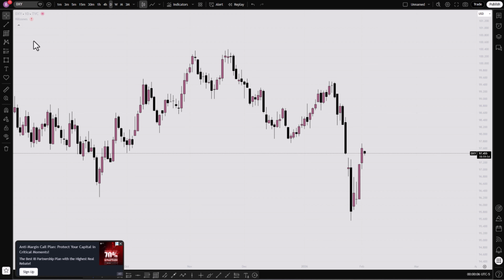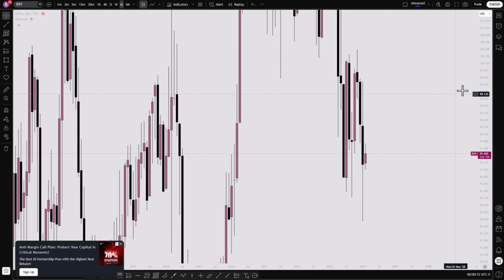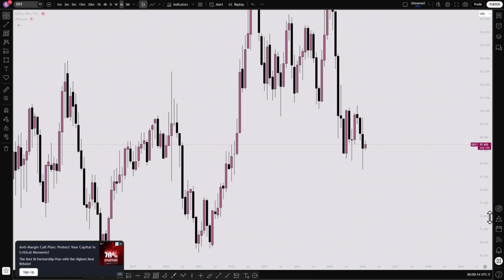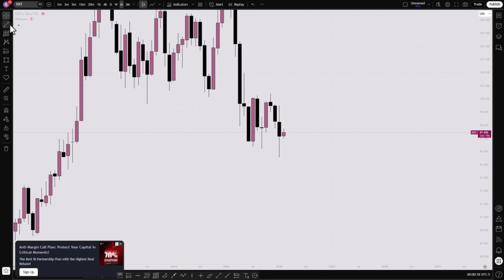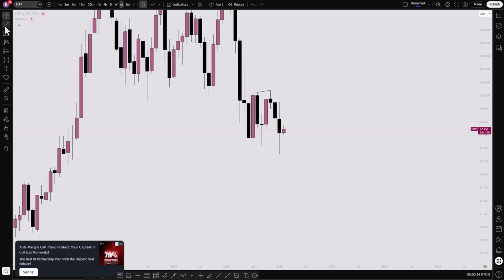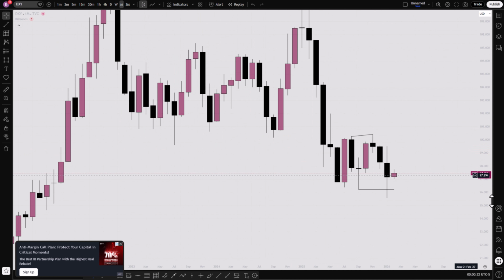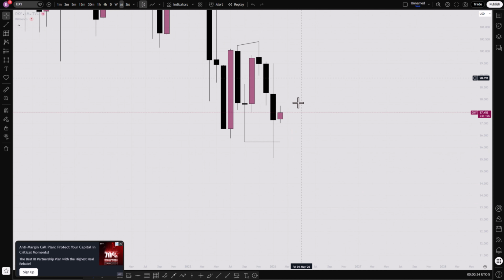Here is the dollar index, and we're going to start from the monthly time frame. Because it's a new month, let's look at the monthly time frame. Last week we said that we have this SMT divergence, and we also said that we want to see this low price taking liquidity below this low, and it happened.